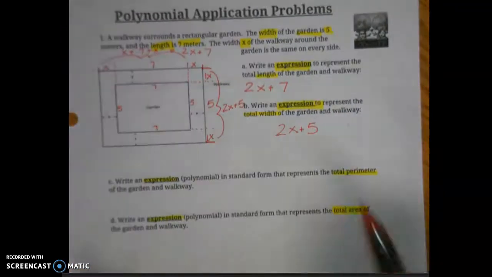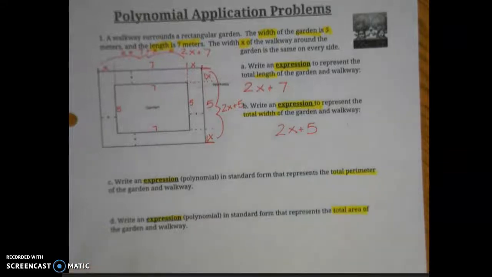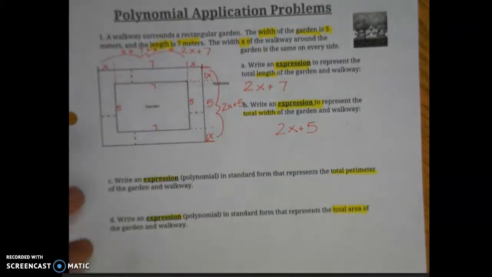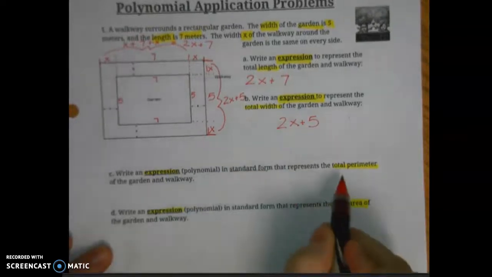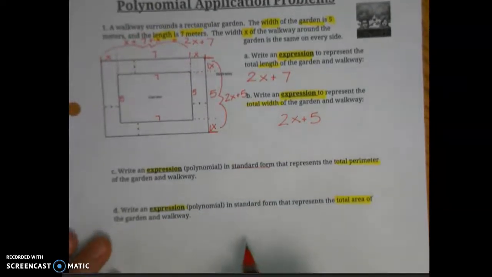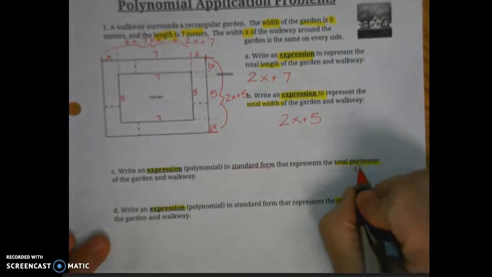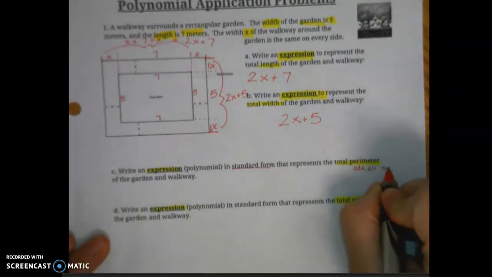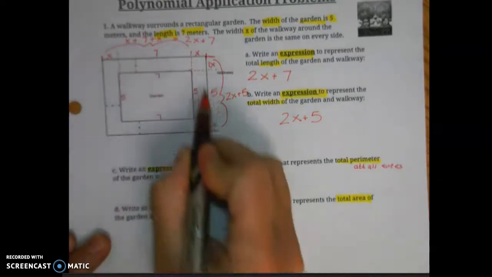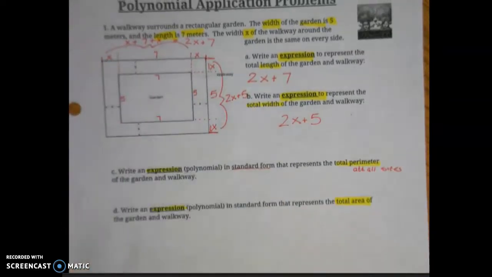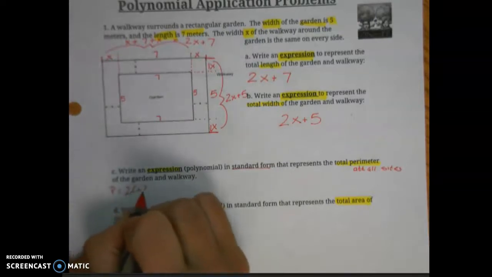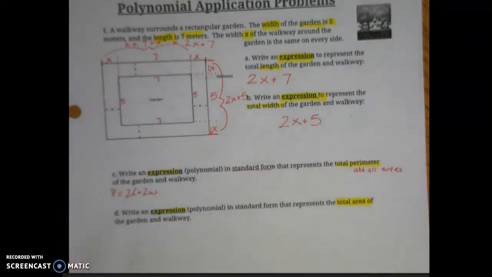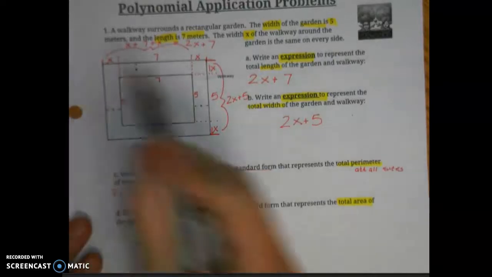Okay. So once I have my length and my width, I can then go find my perimeter and my area. So if I want to write an expression in standard form that represents the total perimeter of the garden with the walkway, think perimeter means to add all of the sides. It's the distance around the entire garden. There is a formula for it, P equals 2L plus 2W, but you don't have to memorize the formula in order to do it. You just want to add all the sides together.